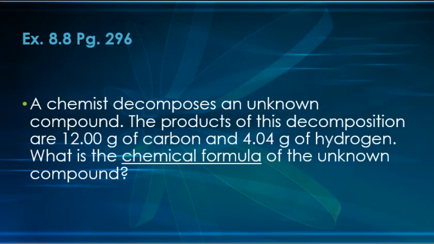So, a chemist decomposes an unknown compound. The products of this decomposition are 12 grams of carbon and 4.04 grams of hydrogen. What's the chemical formula of this unknown compound? All right, so I've got my C and my H, so it's CxHy, C something, H something. We don't know, but we can figure it out using this right here. It seems kind of strange, but we can. All right, so let's watch it.